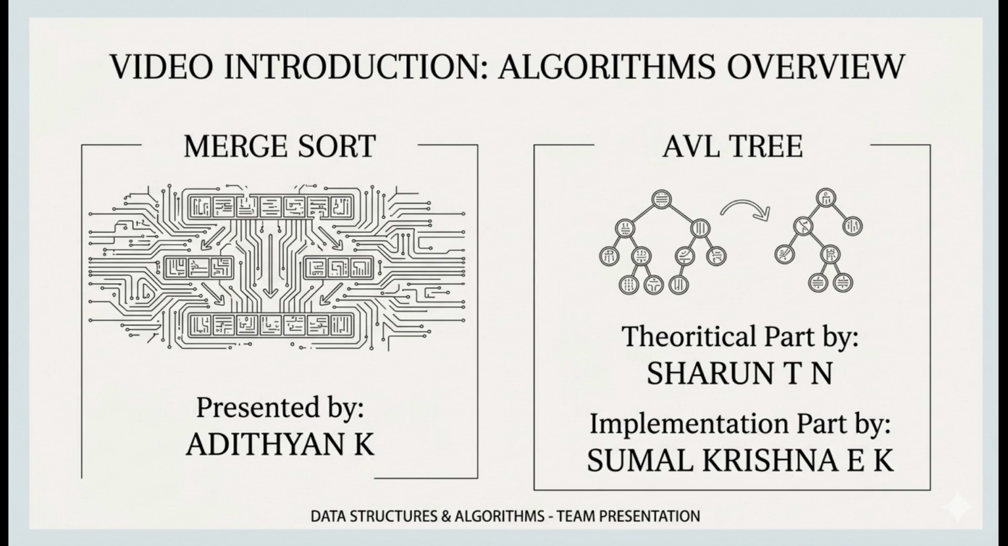Today we are going to dive into two fundamental concepts in DS, merge sort and AVL trees. To give you a quick breakdown of how this video is structured, first Adityan K will take you through merge sort, explaining its logic and how it works. Then we will switch over to AVL trees. Sharon here will cover the complete theoretical part and the underlying logic of the tree structure. Finally, I, Sumal, will take over to guide you through the actual code implementation and how it all comes together. Let's get right into it, starting with merge sort.